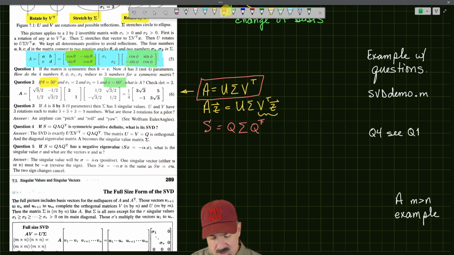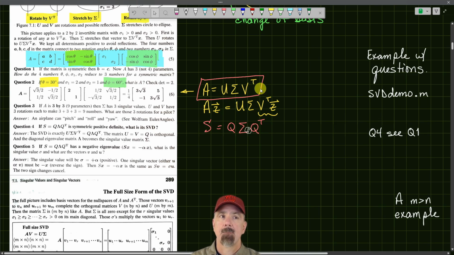Right? That's what we're going to end up having. We're going to have this transformation where the basis, the change of basis, is the same on both the input and the output side. Remember, for every symmetric matrix, the column space and the row space are the same.